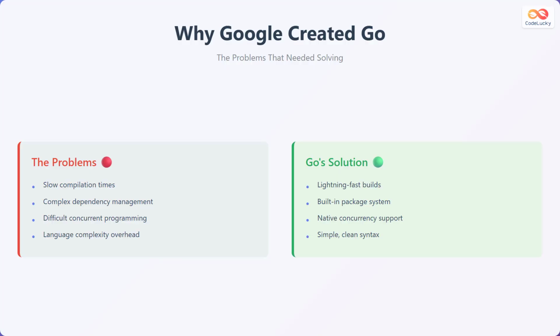Google created the Go programming language to address specific problems they faced in software development. Some key issues included slow compilation times, complex dependency management, difficulties in concurrent programming, and the overall overhead of language complexity. To solve these issues, Go provides lightning-fast builds, a built-in package system, native concurrency support, and a simple, clean syntax.